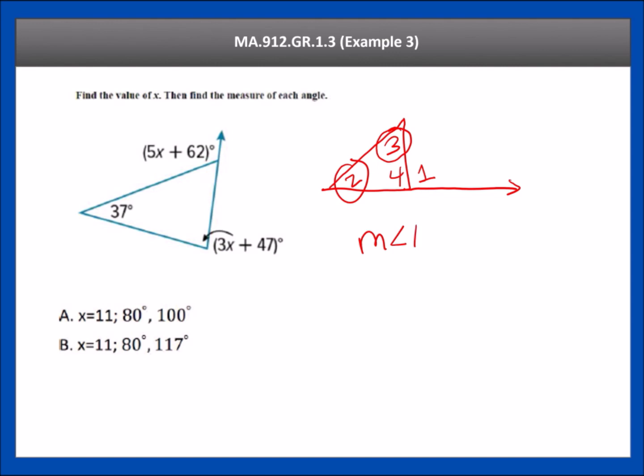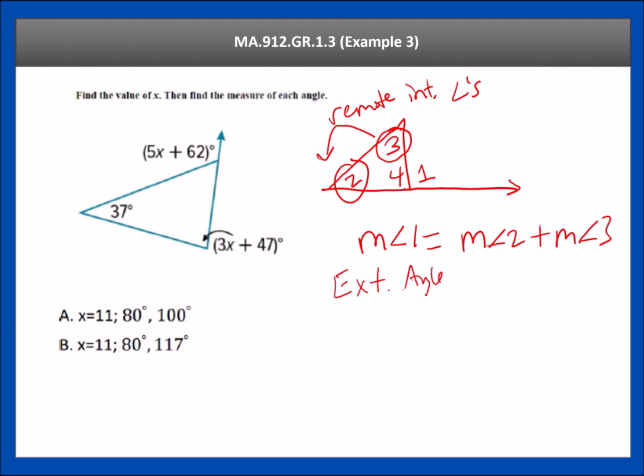So, in other words, to get the measure of angle 1, I have to add the measure of angle 2 plus the measure of angle 3. These are the two that are the farthest away. These are known as the remote interior angles. And this theorem is known as the exterior angles theorem. It may also be known as the triangle exterior angles theorem. So in order to find the exterior angle, we need to add the two remote interior angles.